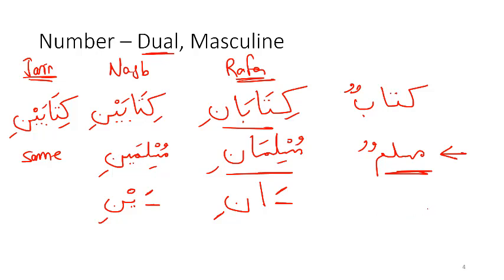If we have another word such as mushrikun, then the rafa becomes mushrikani. This is rafa for dual. And then the nasab is mushrikaini, and the jar again is mushrikaini. So you need to remember these rules. And again, we are talking about dual and masculine. Moving now to dual and feminine.